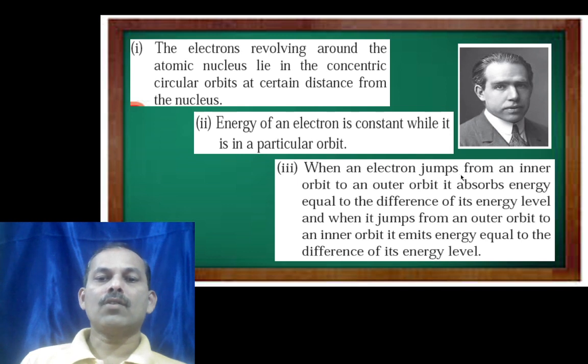when an electron jumps from an inner orbit to an outer orbit, it absorbs energy equal to the difference of its energy levels. And when it jumps from an outer orbit to an inner orbit, it emits energy equal to the difference of its energy levels.